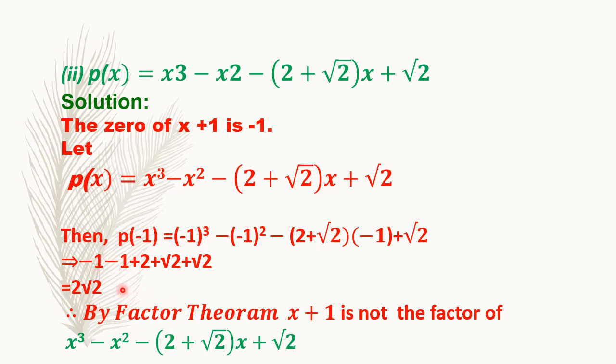Now, in the previous question, you were getting answer 0. But in this question, you are not getting answer 0, but a number. 2 root 2, a real number. That is why x plus 1 is not a factor of the polynomial given in the question. If you get any real number, then it is not a factor. You have to write that this one is not a factor.